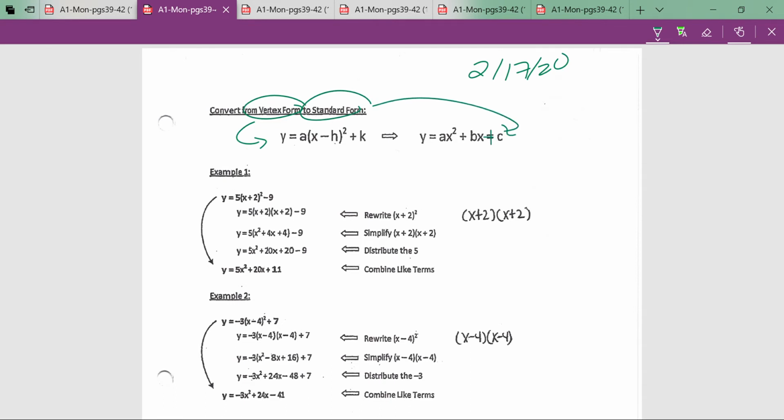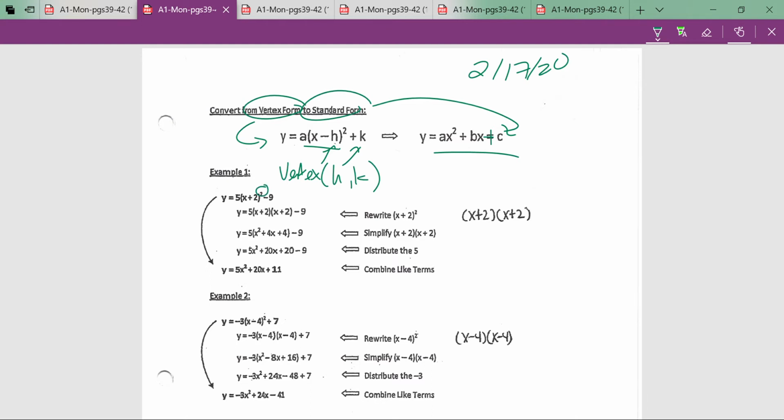Alright, so from vertex form you can obviously see that you have parentheses raised to the power of 2, and in standard form there's no parentheses and you still raise to a power of 2, but there's 3 terms instead of the a(x minus h)squared plus k on the left side. So it's a little bit more simplified. It is called vertex because this h and this k come from your vertex. The h would be the x coordinate and the k would be the y coordinate of your vertex if you had a graph.